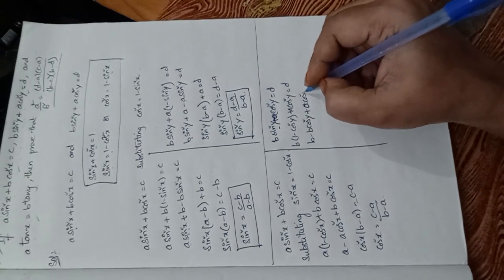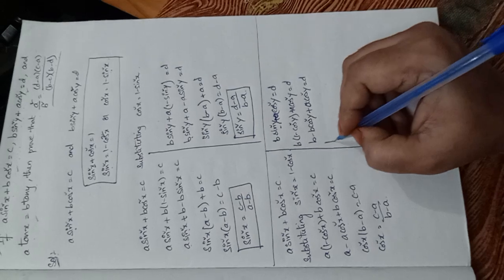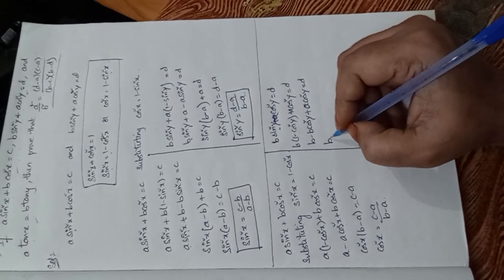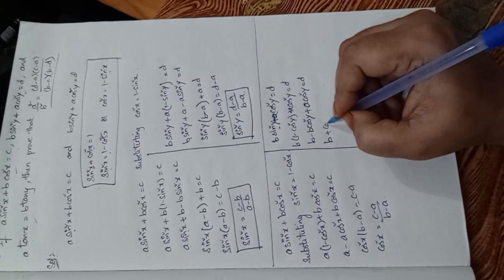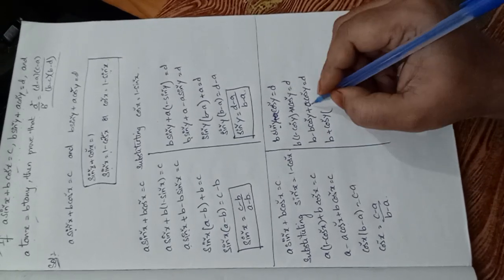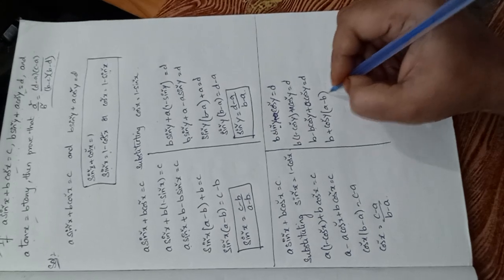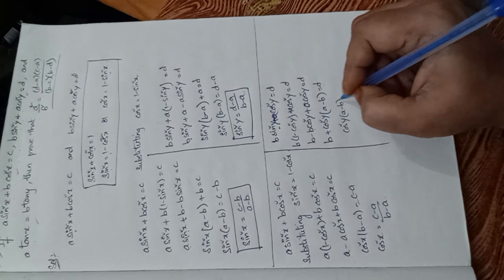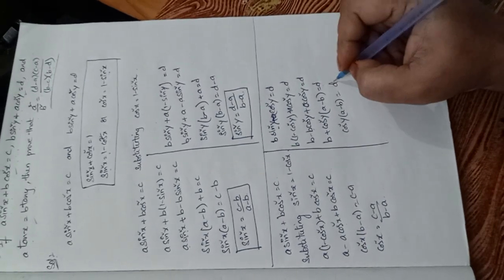a cos square y equals d, and in these two you are having cos square y common. So what is left? a minus b equals d. So cos square y into a minus b equals d minus b.